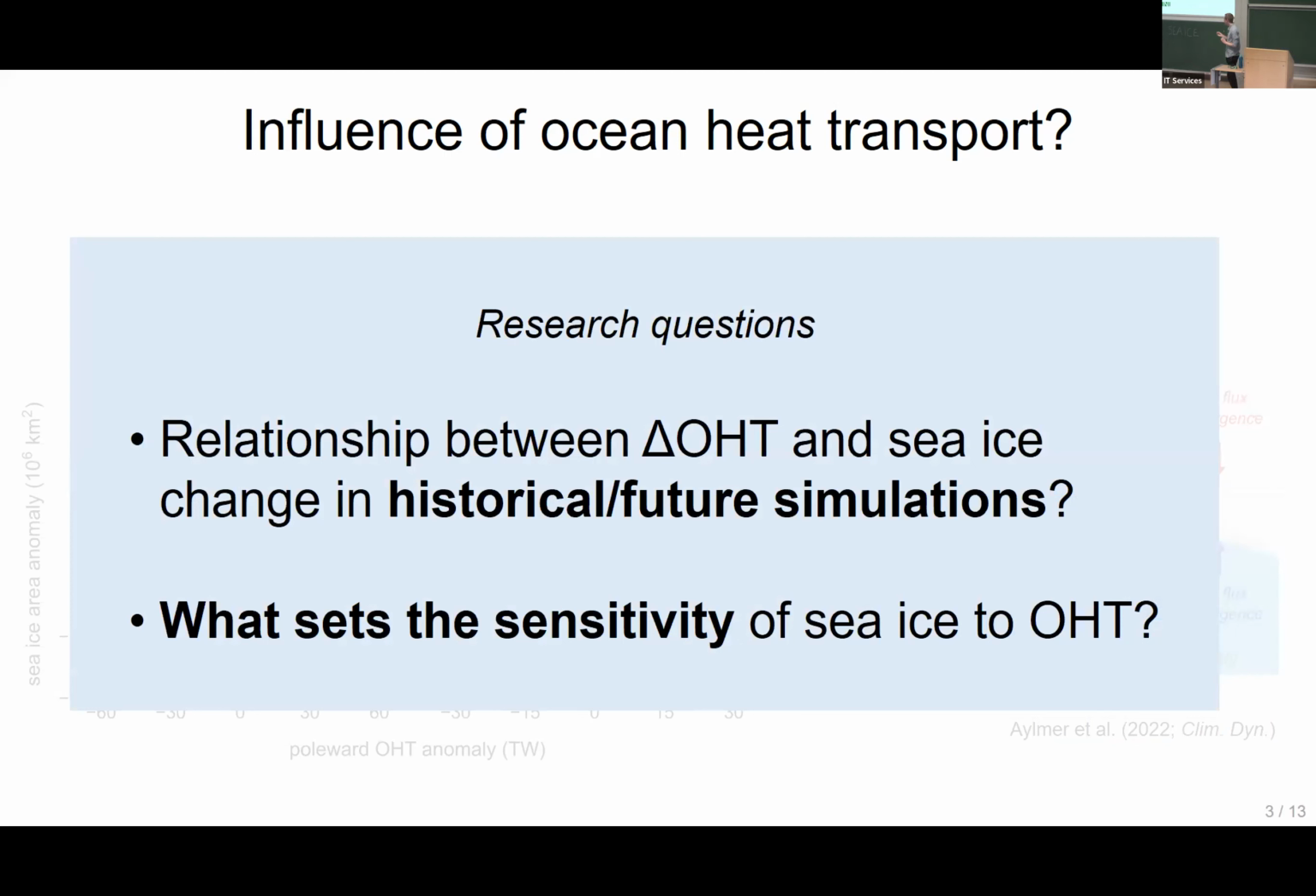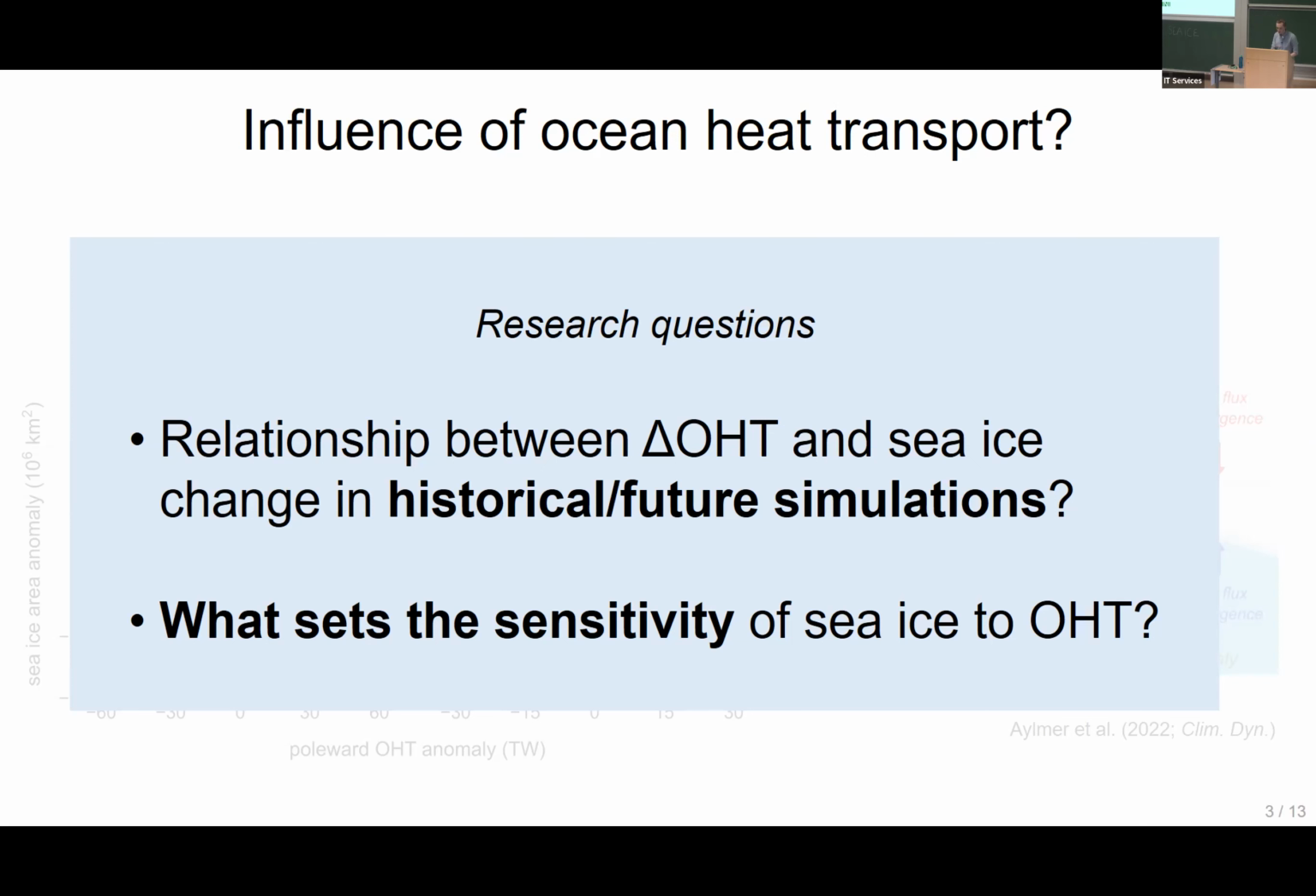And we're also going to address something which has not been given much attention, which is what is actually setting this apparent sensitivity of changes in sea ice to changes in ocean heat transport, which you see in models. So I'm going to essentially show one figure for the rest of this talk, and I'm going to build it up very slowly because there's a lot of information there.